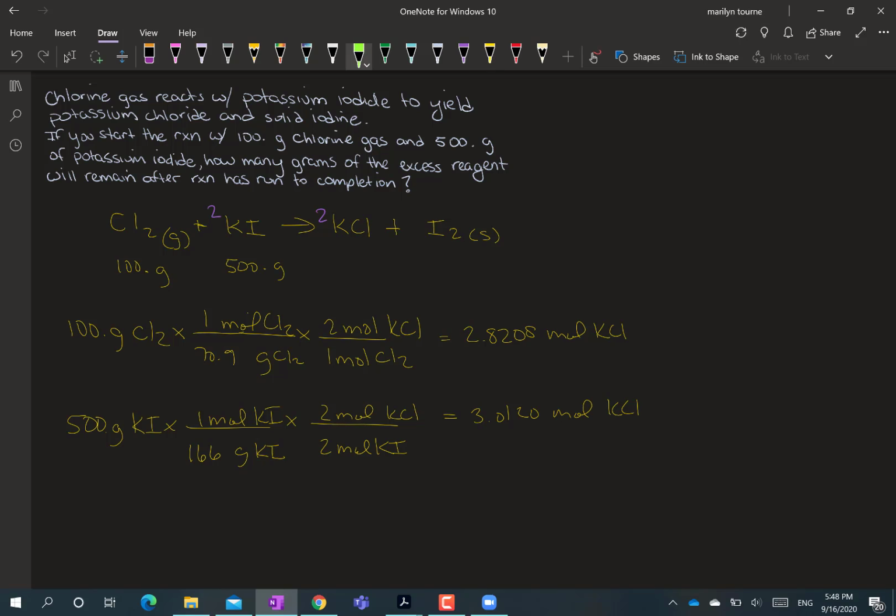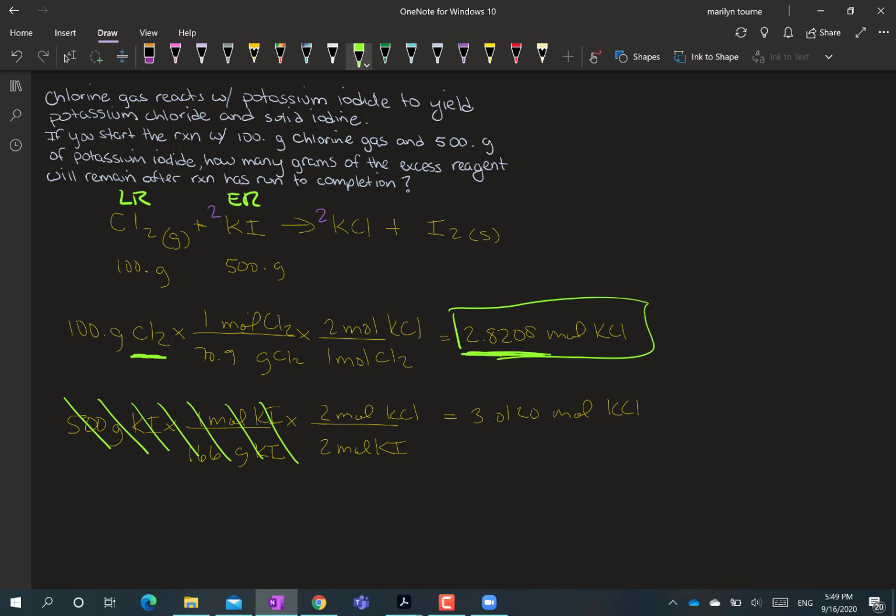So here you could see that the one that gives you the least product, the smallest number, comes from Cl2. That means that Cl2 is your limiting reagent, which also tells you that the other one is your excess reagent. Now the question was originally asking how many grams of the excess reagent will remain after the reaction has run to completion. After you figure out the limiting reagent, you can discard the other calculation.